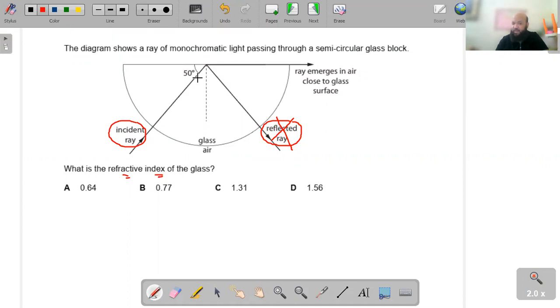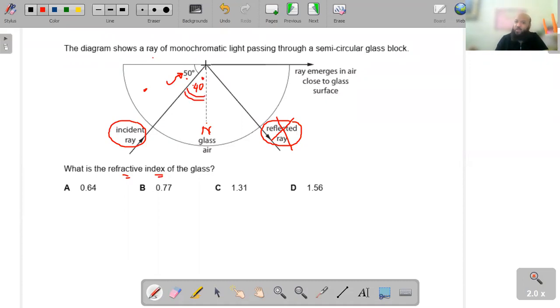But this figure shows that when an incident ray falls on a boundary between two mediums, this is glass and this is air, both refraction and reflection happen. So this is the normal. He sketched the normal. What does 50 represent? Is 50 the angle of incidence? No, because the angle of incidence is never taken with the surface. It is always taken with the normal. We agreed that this is the normal, so this plus this equals 90. So this angle is 40 degrees, and the angle of incidence here is 40 degrees.